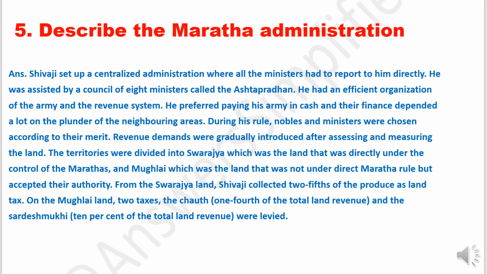The territories were divided into Swarajya, which was the land that was directly under the control of the Marathas, and Mughlai, which was the land that was not under direct Maratha rule but accepted the authority. From the Swarajya land, Shivaji collected 2/5 of the produce as land tax. On the Mughlai land, 2 taxes, the Chauth and the Sardesh Mukhi, 10% of the total land revenue were levied.